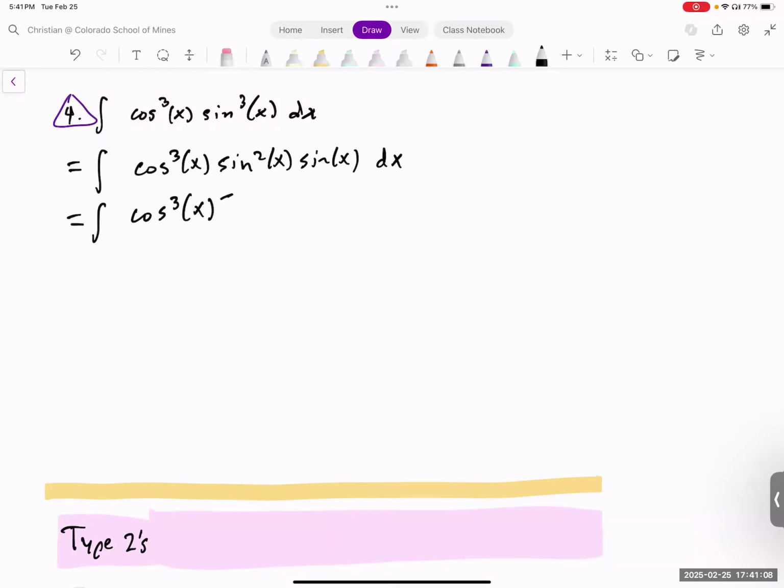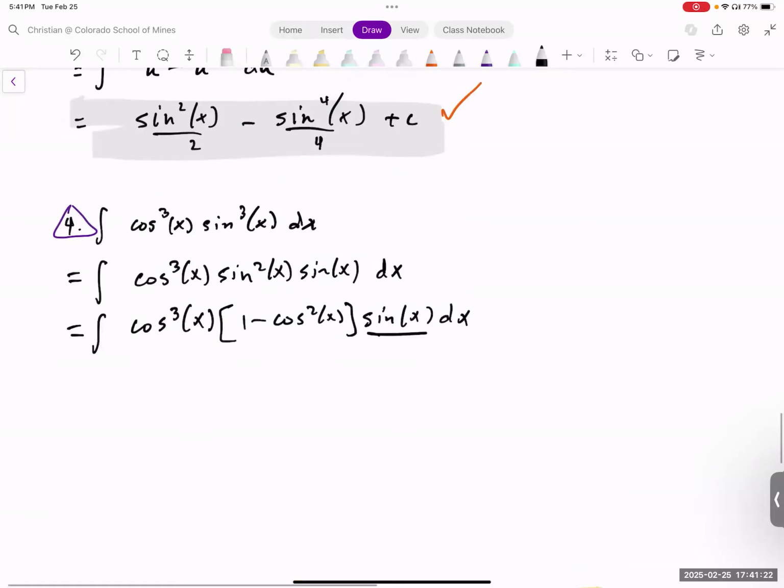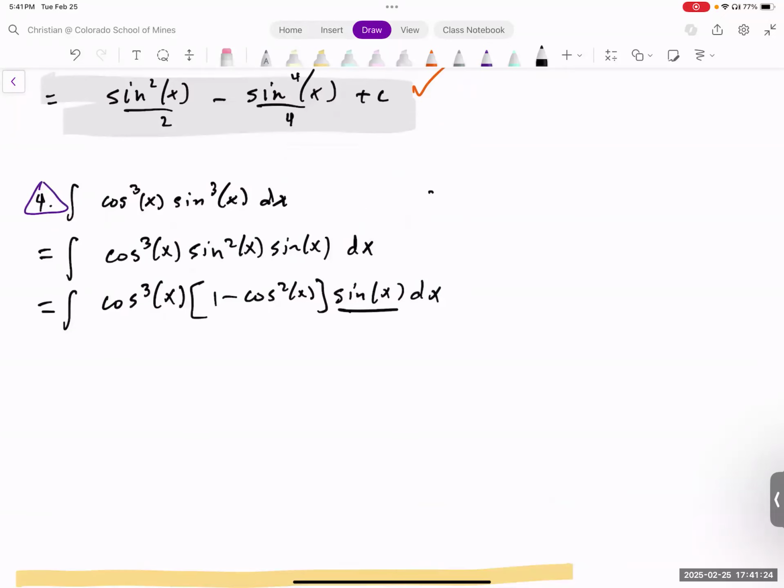That's good. And then sine squared, that's 1 minus cosine squared x. And then here's our single sine left. Sine being the derivative or related to the derivative of cosine, let u be cosine x. du is negative sine of x. Okay, so negative du is sine of x dx.